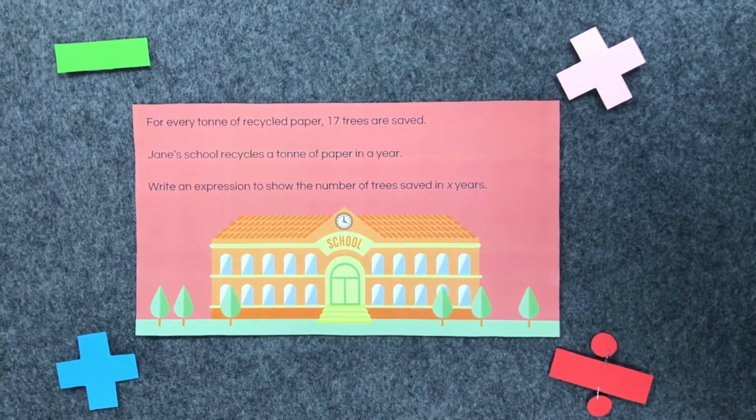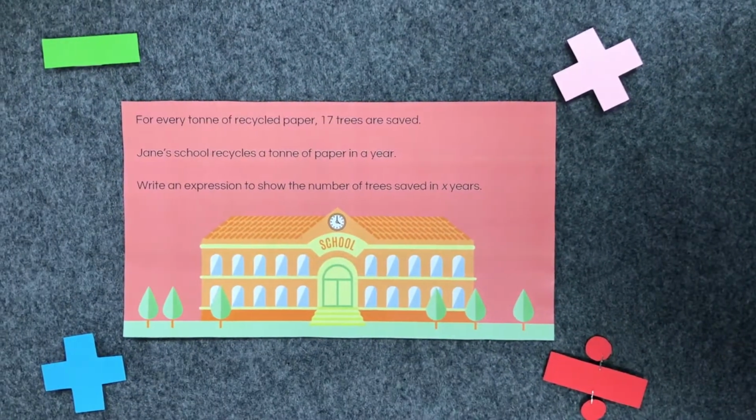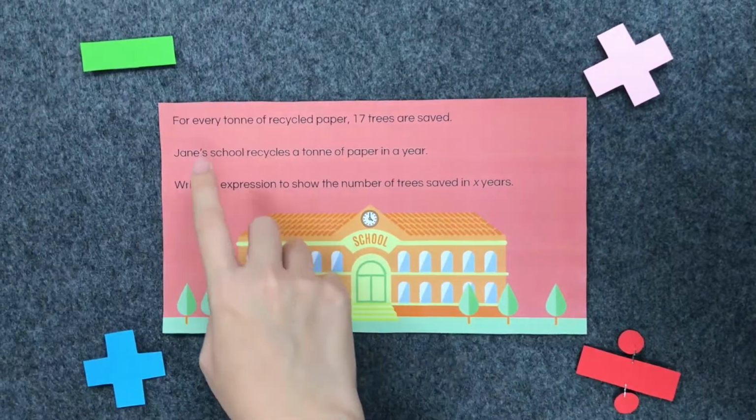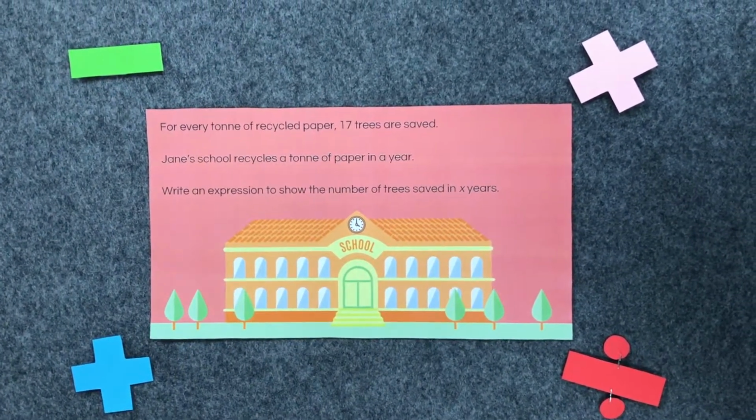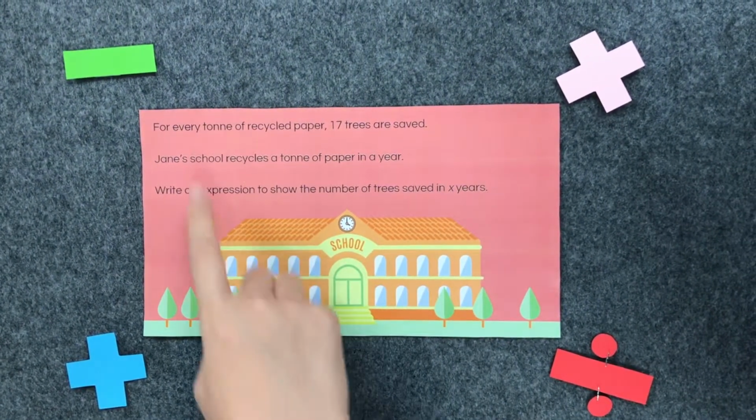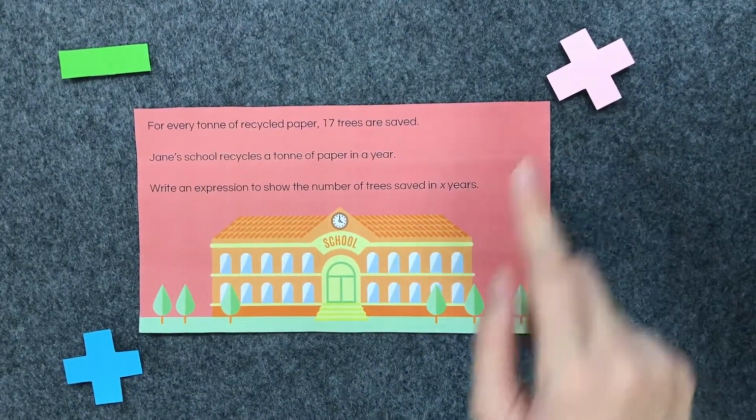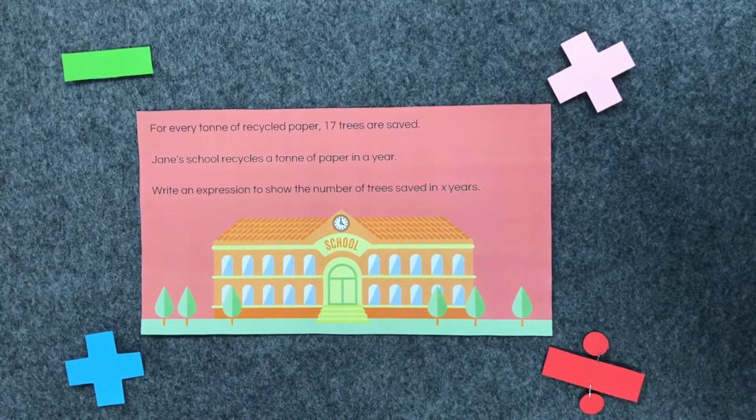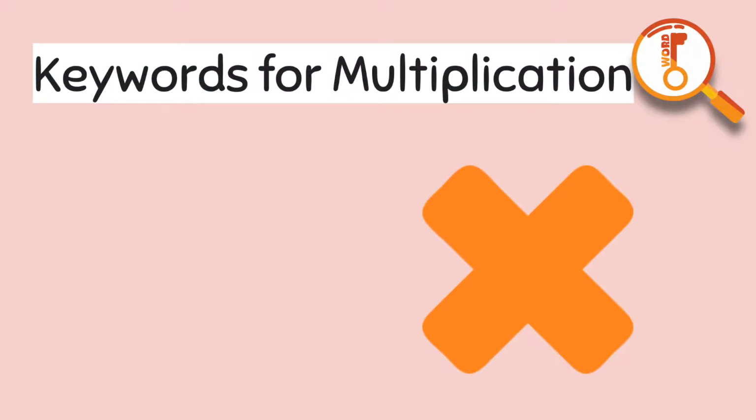Now, we know that the first step is to read the word problem and then identify the keyword. After reading the word problem, we know that for every ton of recycled paper, 17 trees are saved. So the keyword here is "every." Next, we need to write an expression to show the number of trees saved in X number of years. So what is the operation involved? The operation involved when the word "every" is used is multiplication. When writing the expression to show the number of trees saved in X years, it will look like this. Here are the keywords for multiplication: times, product, twice, multiple, and every.